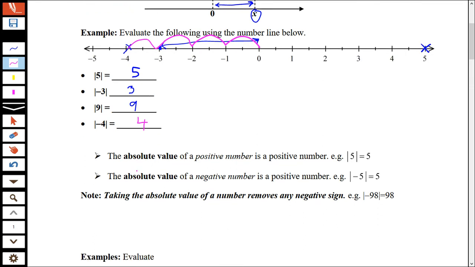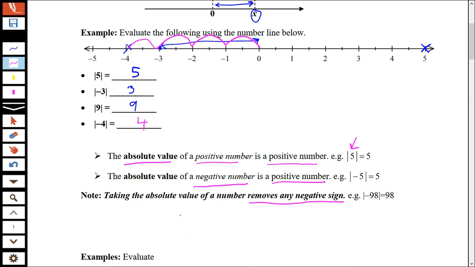Okay, now something we can get from those questions is the following. The absolute value of a positive number is a positive number. Have a look. Absolute value of 5 is just 5. Now, the absolute value of a negative number is a positive number, isn't it? Have a look. The absolute value of negative 5 is 5. So you can think of absolute value as removing any negative sign. So absolute value of minus 98 equals 98. So that's another way of thinking about absolute value, is taking away any negative sign.